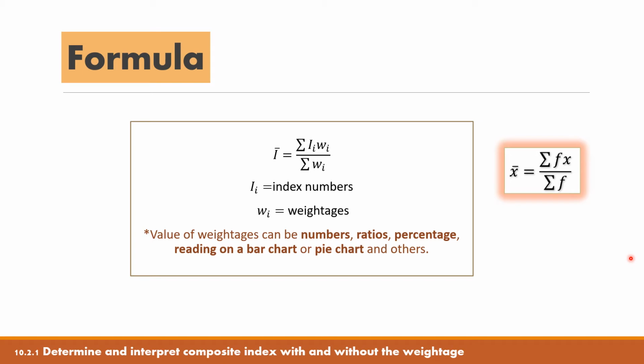In statistics, mean is defined as the average of a group of data. Therefore, we can say that composite index is actually the average of the index number.